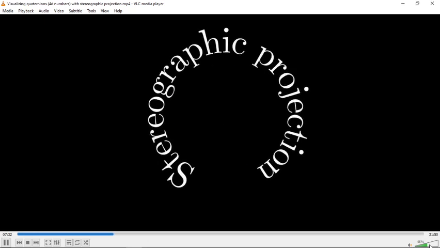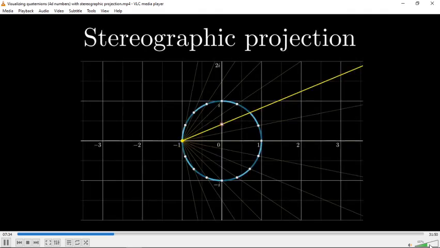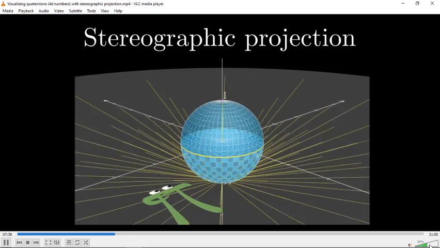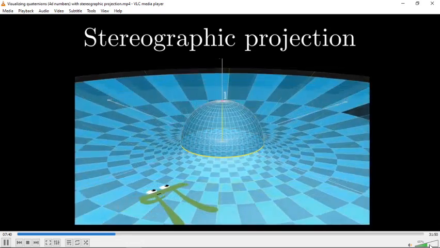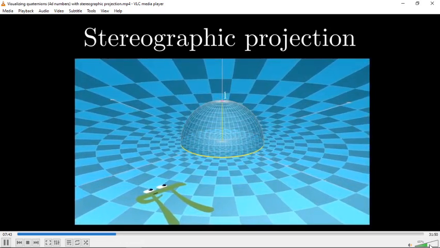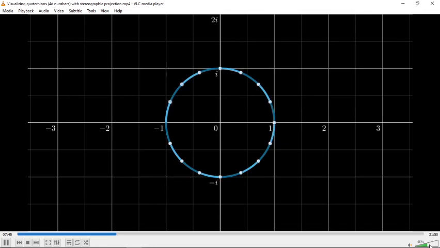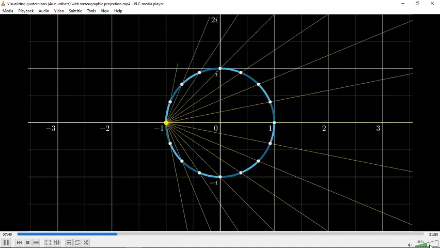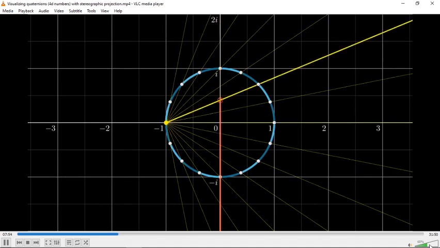what's called a stereographic projection. It's a special way to map a circle onto a line, or a sphere into a plane, or even a 4D hypersphere into 3D space. For every point on the unit circle, draw a line from -1 through that point, and wherever it intersects the vertical line through the circle's center, that's where the point of the circle gets projected.